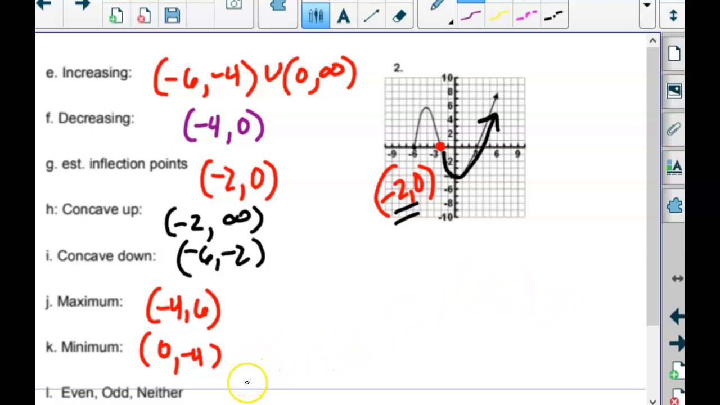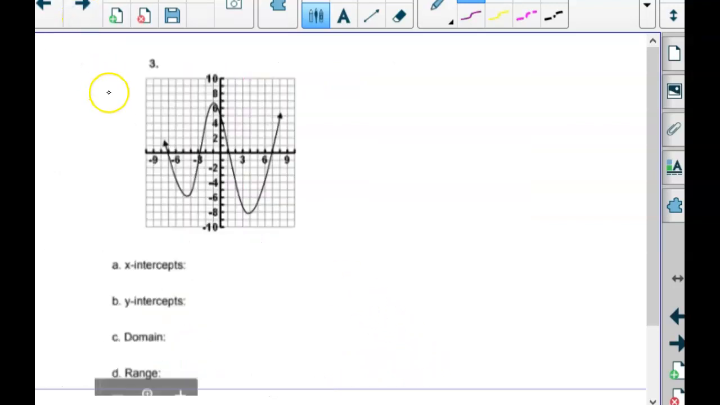Even, odd, or neither. Does that have any symmetry? No. Is that it for that question? Even, odd, or neither for this one? Neither, even though it's kind of close to looking like y-axis, neither.